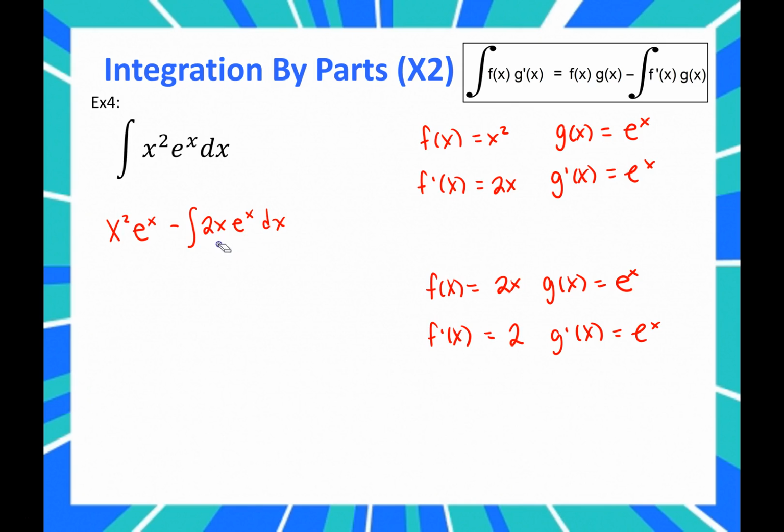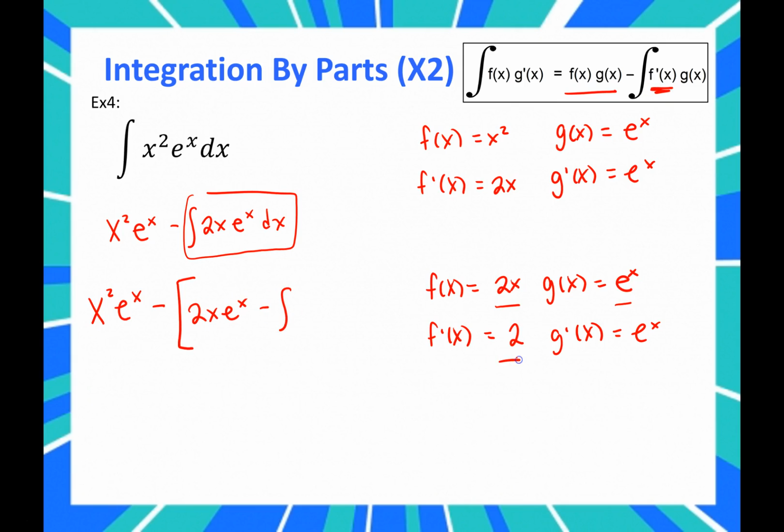All right, what we need to do now is really be smart about our parentheses. I just dropped that down, but now I've got minus, and now I'm going to put a whole big bracket because I need to take this integral and do this whole process with it. So my f of x times g of x is going to be 2x e to the x minus the integral of f prime of x, which in this case is 2, and then g of x, which is e to the x.